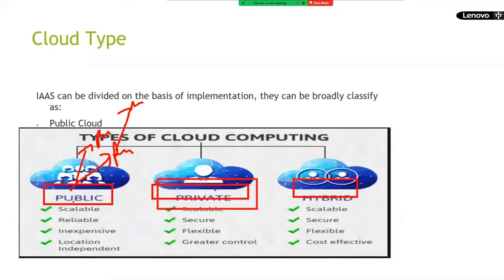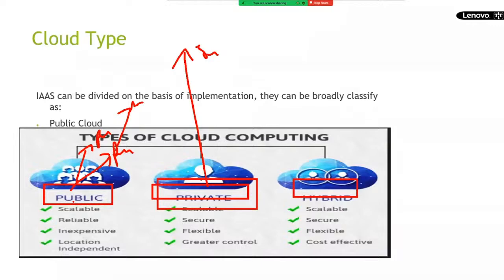Private means the services can be accessed within the corporate network. For example, you go to the TCS office and connect to the TCS network. While you are on TCS premises, you can access all the information. Once you come out of that network, you cannot access anything. That is what private is.